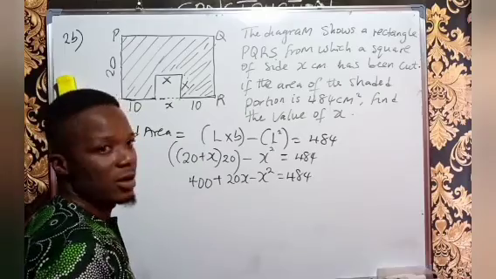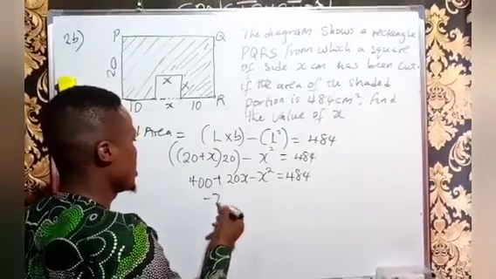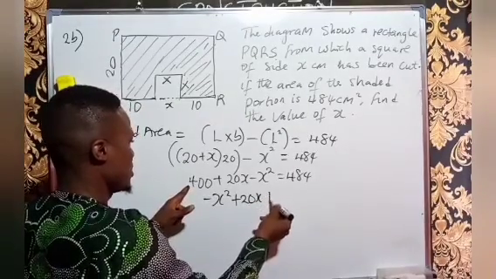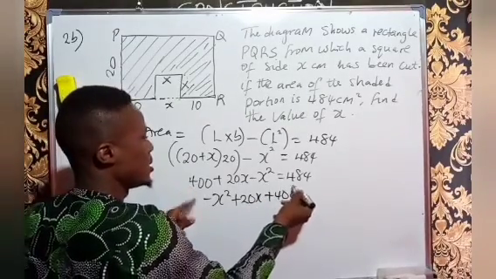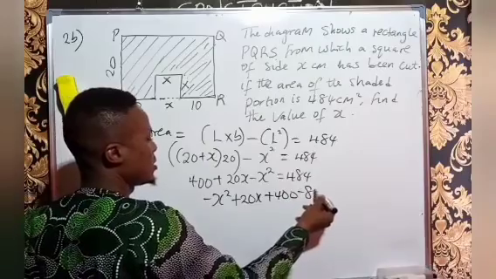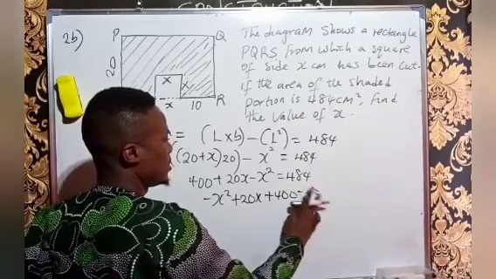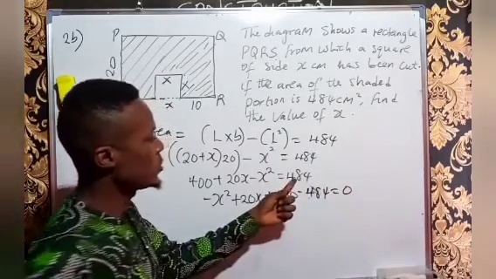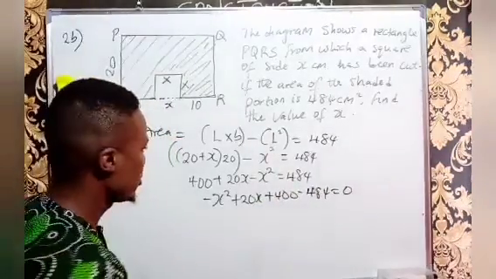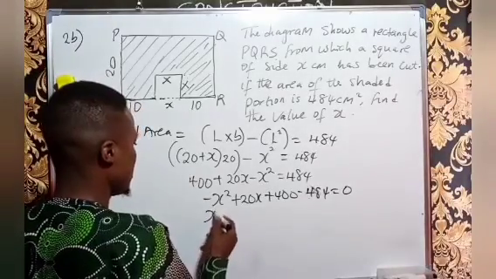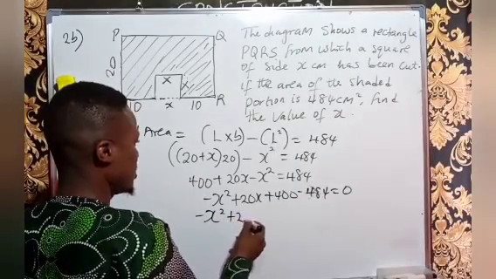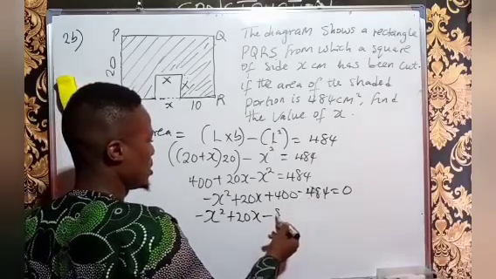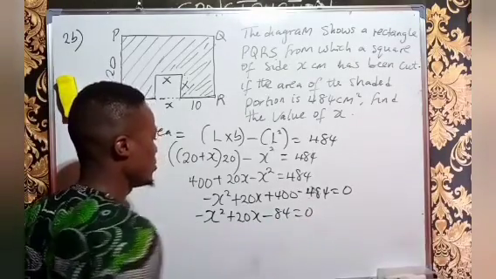Okay, so let's rearrange. We now have minus x squared plus 20x plus 400. 484 coming inside is minus 484. So nothing is left here because we have moved this, so here is left with 0. So we now have negative x squared plus 20x, 400 minus 484 gives us minus 84, equals 0.